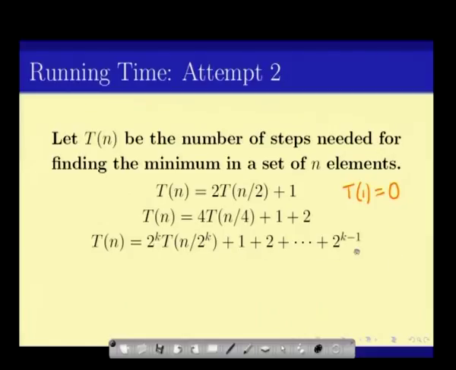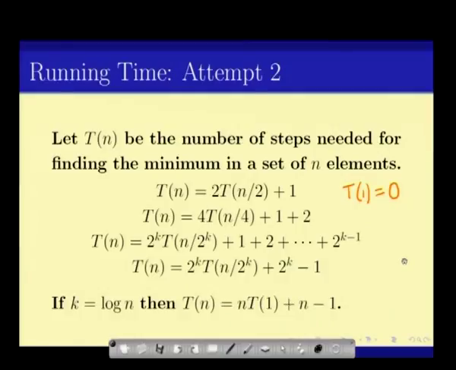Note that this long sequence of numbers is a geometric sum, and so we get t of n equals 2 to the power k times t of n by 2 to the power k, plus 2 to the power k minus 1. Now, if you put k equals log n, then 2 to the power k will become n. So, this becomes t of 1, which is 0, and so basically we get t of n equals n times t of 1 plus n minus 1. In other words, we get t of n equals n minus 1.